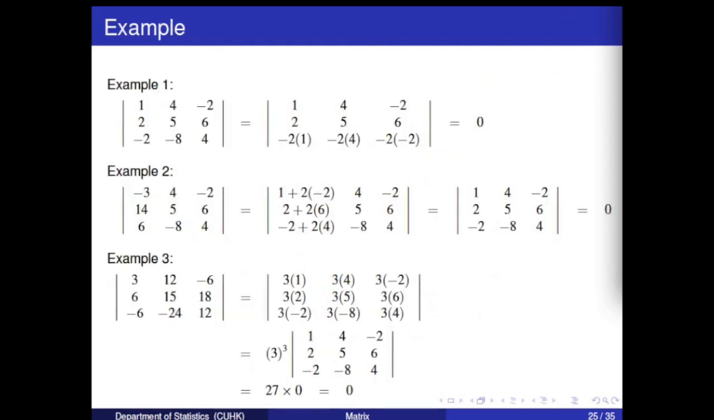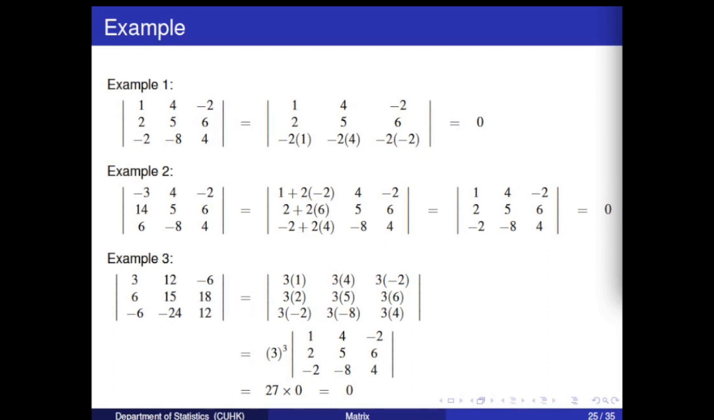Here are some examples. The first property on page 24 has been used in example 1. The elements in row 3 are equal to -2 times the corresponding elements in row 1. Therefore, it becomes 0. The second property on page 24 has been used in example 2. Adding to the elements in column 1 two times the corresponding elements in column 3 does not affect the determinant. Thus, we get this, which is equal to example 1, and it is equal to 0.